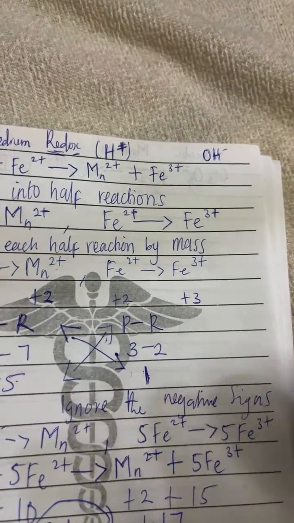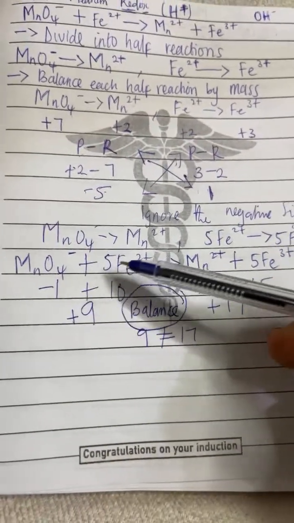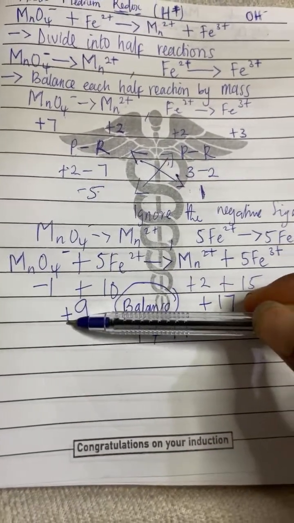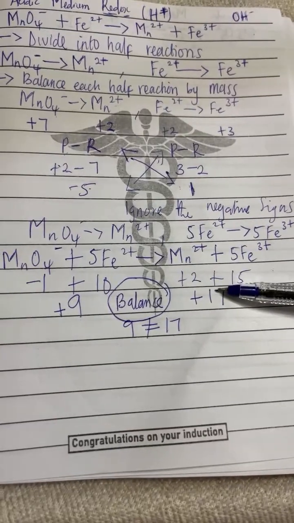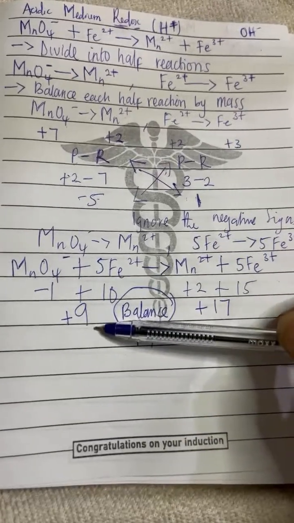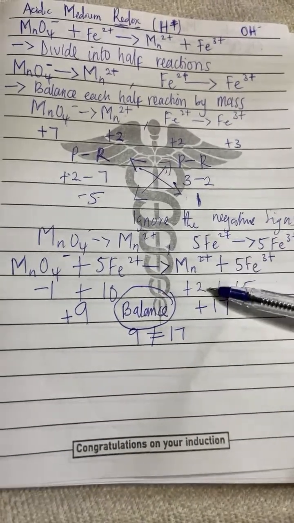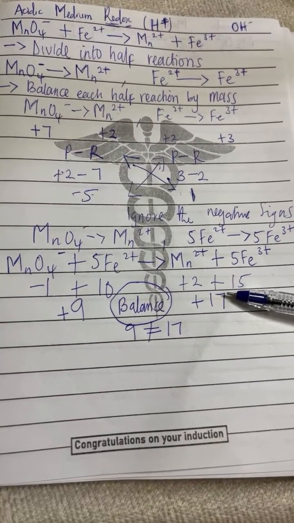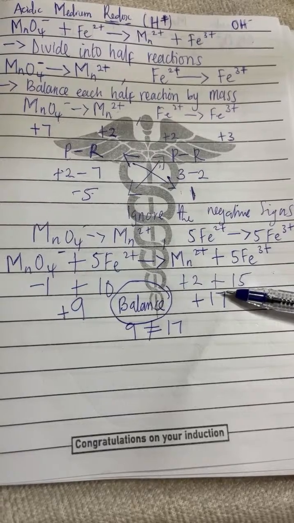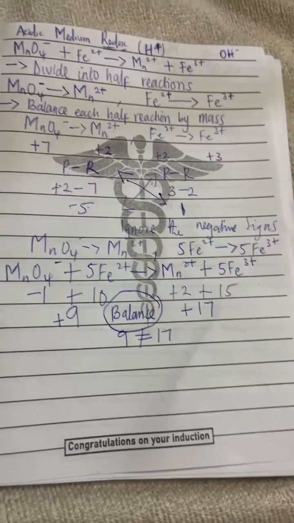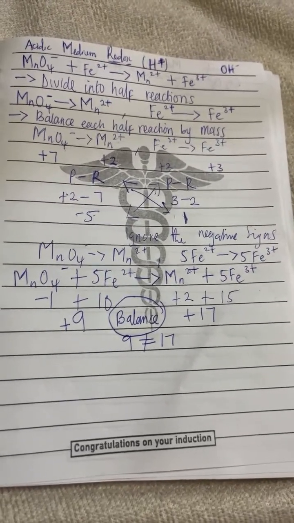For example, here the total oxidation number at the reactant side is +9 and at the product side is +17. We need to make them equal by increasing the lower charge so that it can be in the same position as the higher charge. Are you people following me? Are you getting the analogy I'm trying to make?